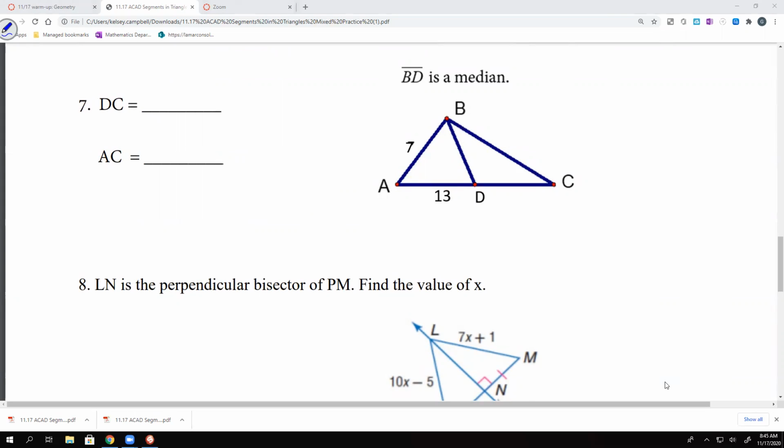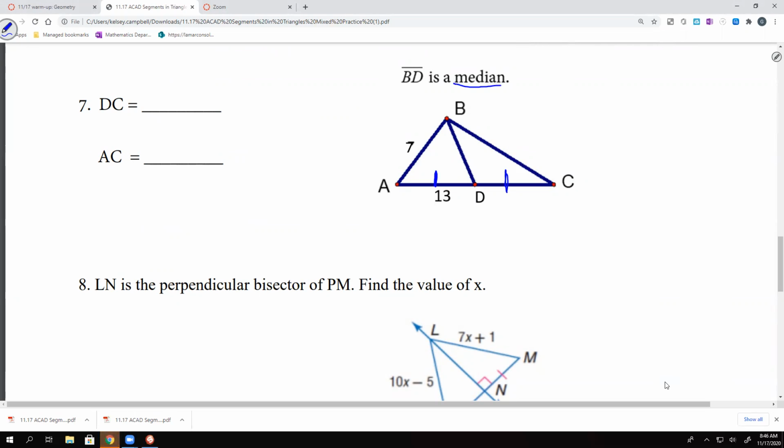Okay, now it says BD is a median. So what does that tell you? What does a median do? Okay, what is going to get cut in half, y'all? Which side? AC, right? So we should show that AD and DC are congruent, yes? Okay, because of the word median.